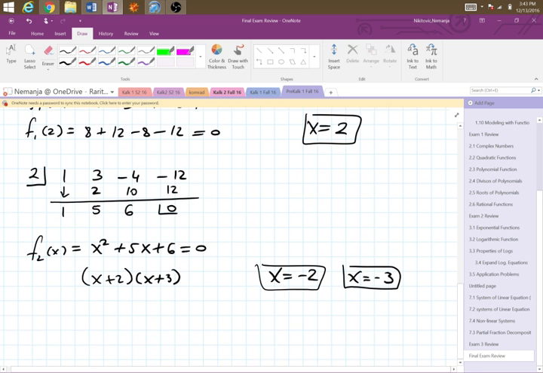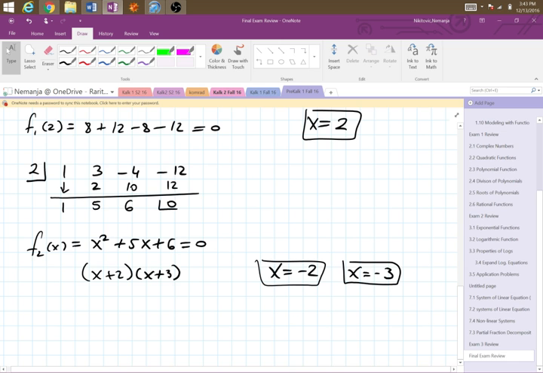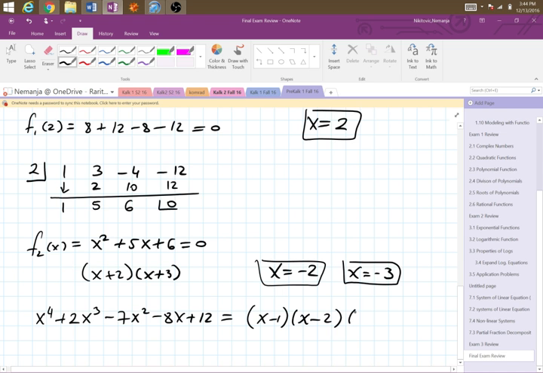And that's it. So now, the most important part is to finish the problem. And that would be to write this polynomial in factored form. Some of you are still confused with it after 2 months of practice. The original polynomial, x to the fourth plus 2x cubed minus 7x squared minus 8x plus 12 has x minus 1, x minus 2, x plus 2, and x plus 3 as factors. This is your answer, right here.